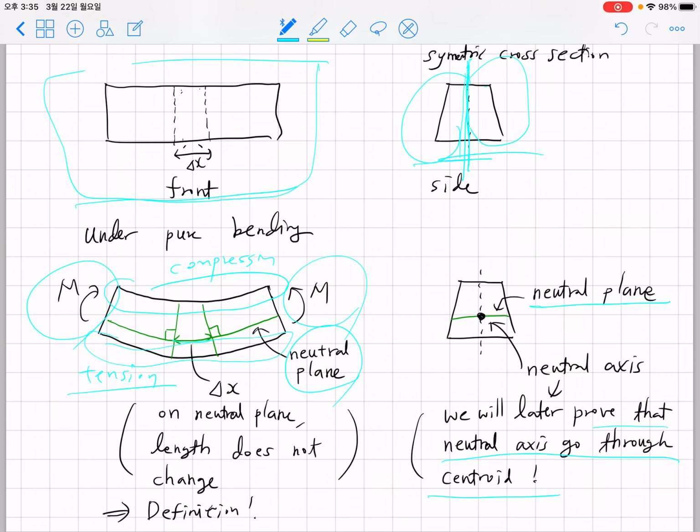Of course, if you have a bending that is not pure bending, and in addition to M there is an N or V, then the neutral plane would not go through the centroid. Regarding the mathematical derivation and proof, you're going to see that in the next video.